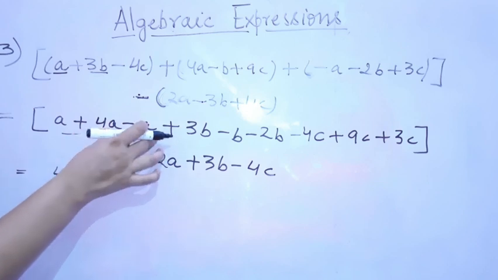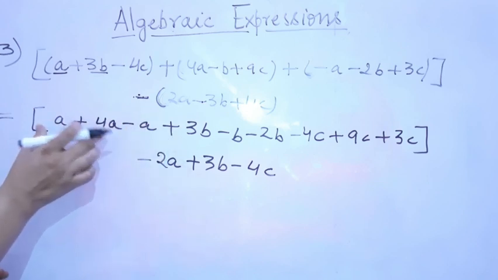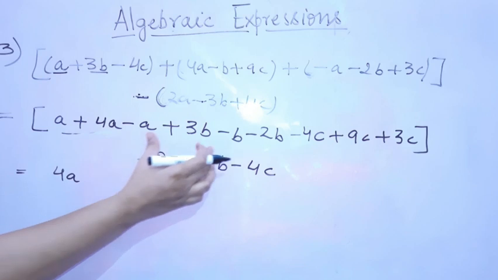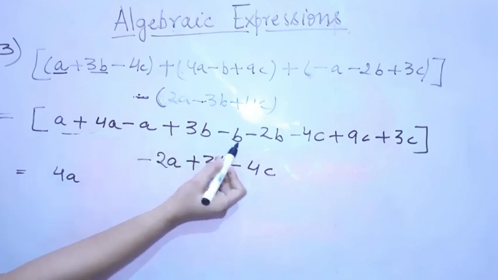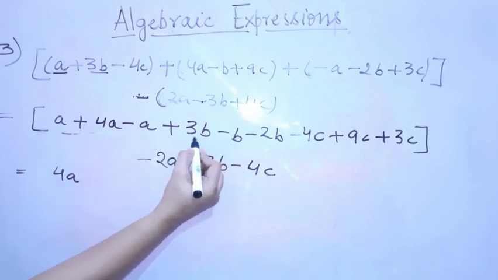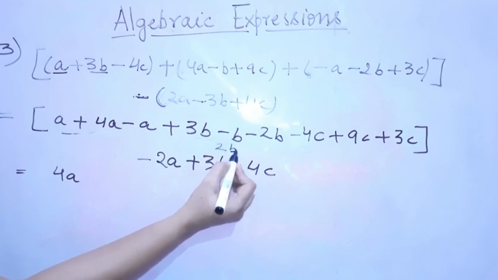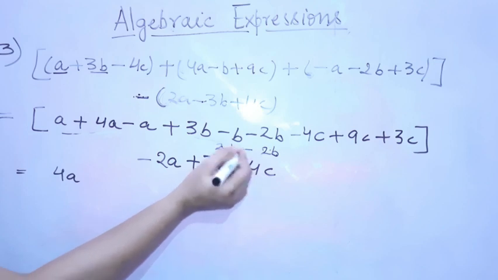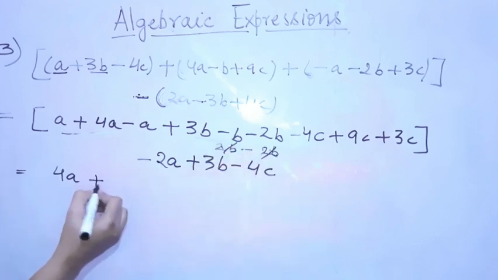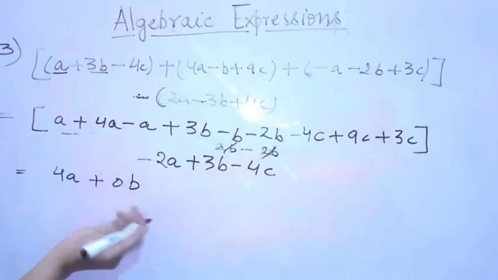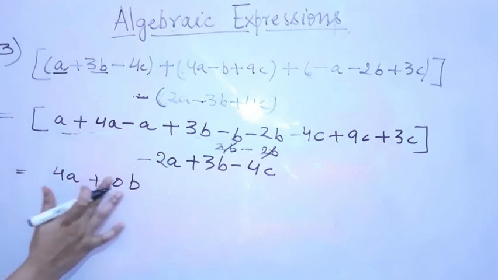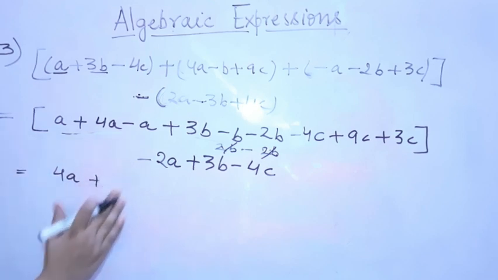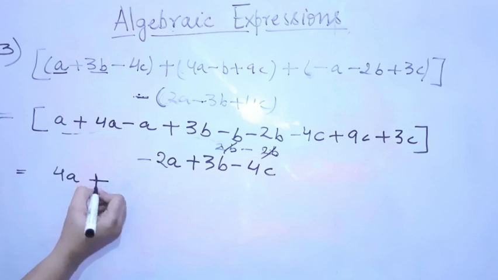Now coming to b part, 3b minus b, we have to start only from one side, either from the extreme right or from the extreme left. So I am solving from the extreme left, that is from the beginning. So 3b minus b is 2b. So 2b, again this minus 2b. So 2b minus 2b, it is going to be cancelled. So here it will be 0b. Either you can write 0b or you cannot write. If you write nothing over here, then also it is correct.